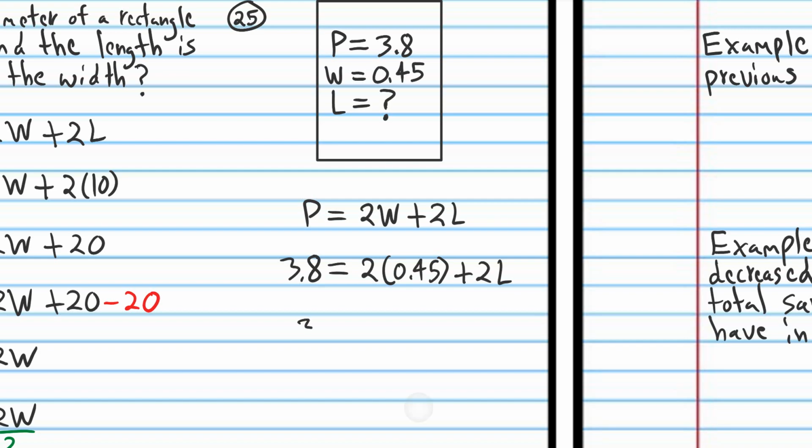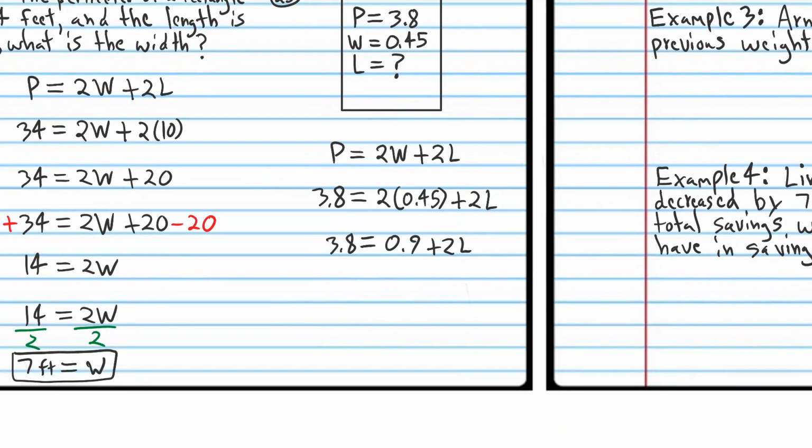So first step is simplify. We're about to perform an operation on both sides of the equation, so we have to rewrite. Subtract 0.9 from both sides. And we have 2L is equal to 2.9.